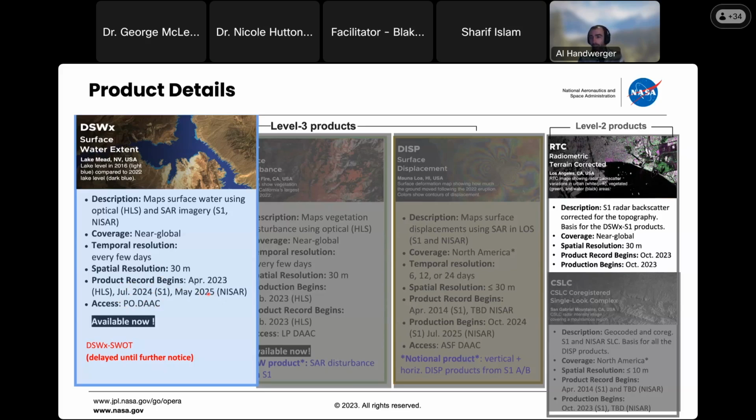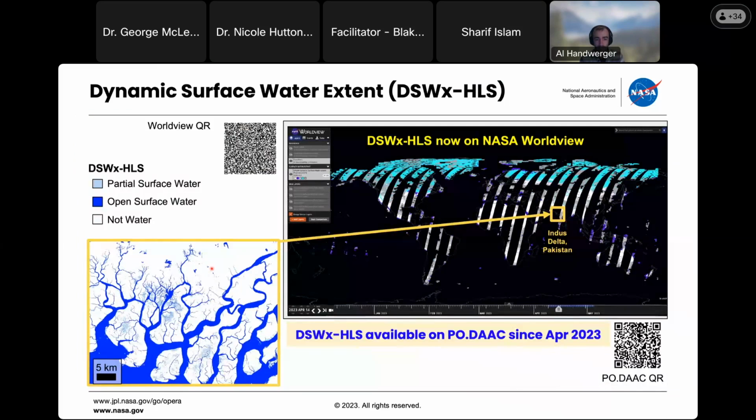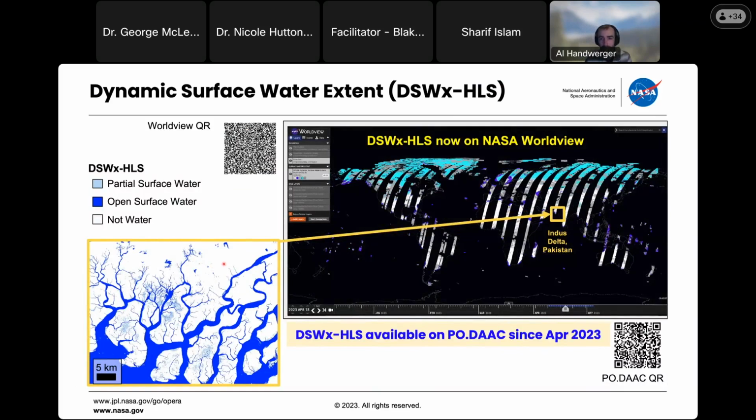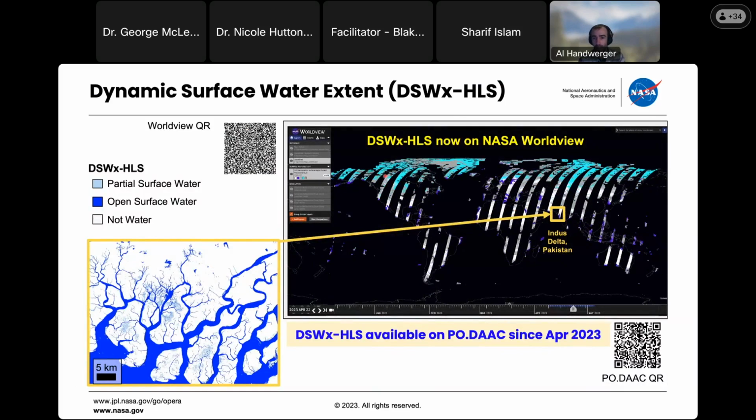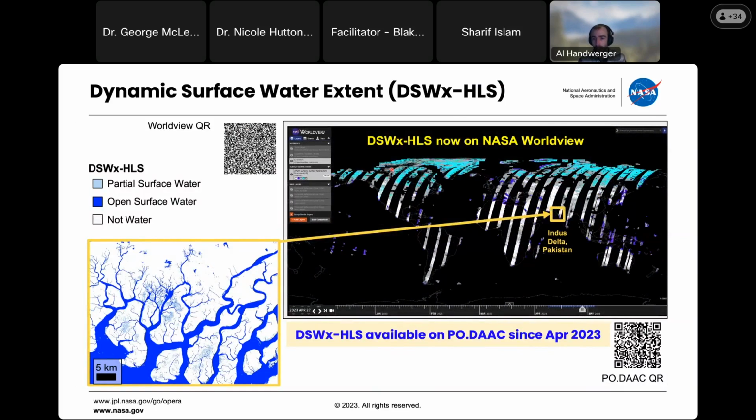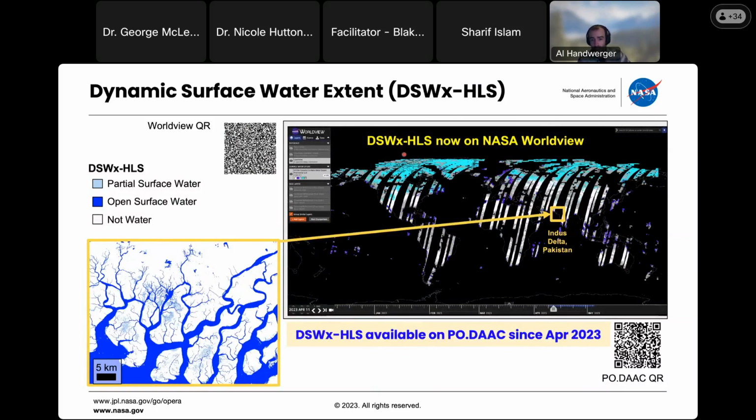And so with the water product, we're actually only going forward in time. So even though there are satellite data going back in time for many years, we are only funded to go forward through time in this case. And so these product records begin essentially when we turn the system on to operational mode, and that's reflected here. To show some examples of these data, we're going to first look at the surface water extent derived from the harmonized Landsat Sentinel-2 satellites.